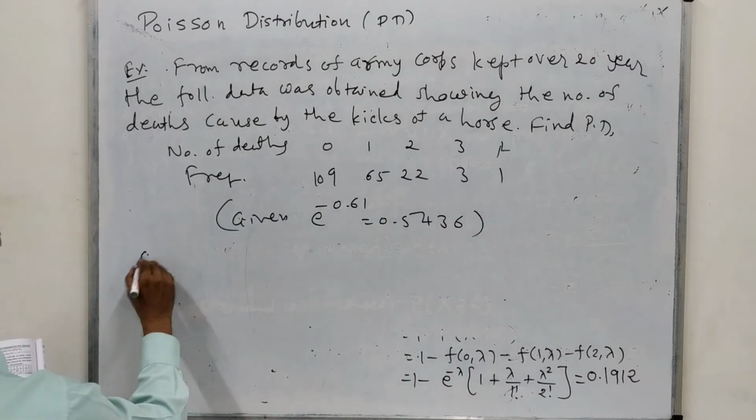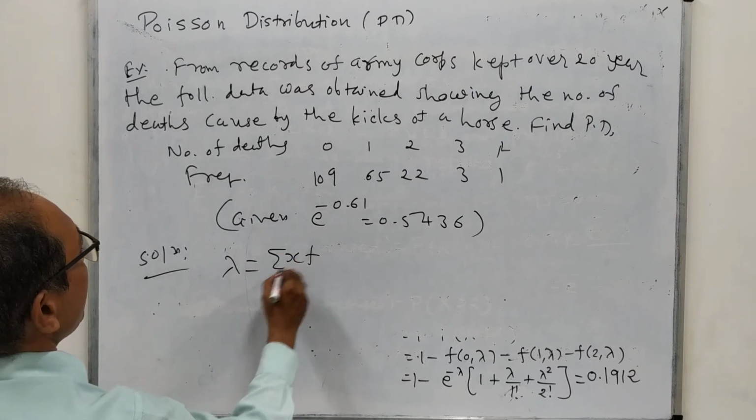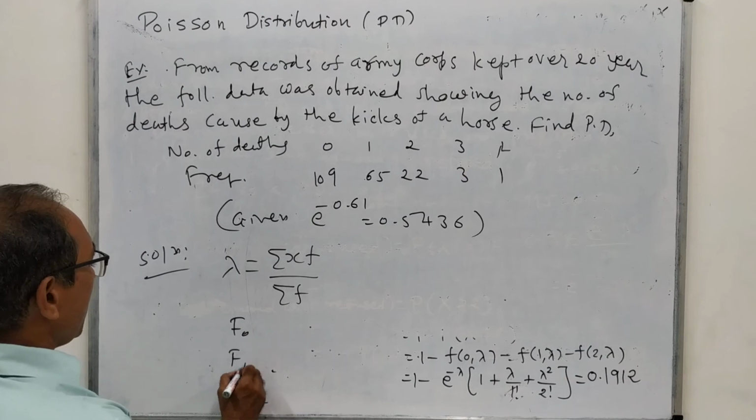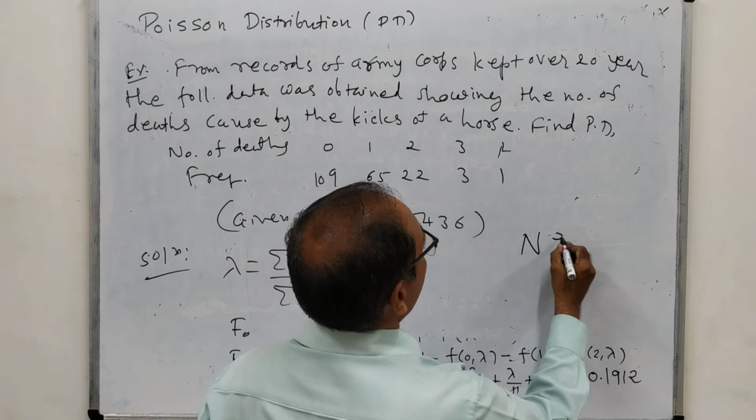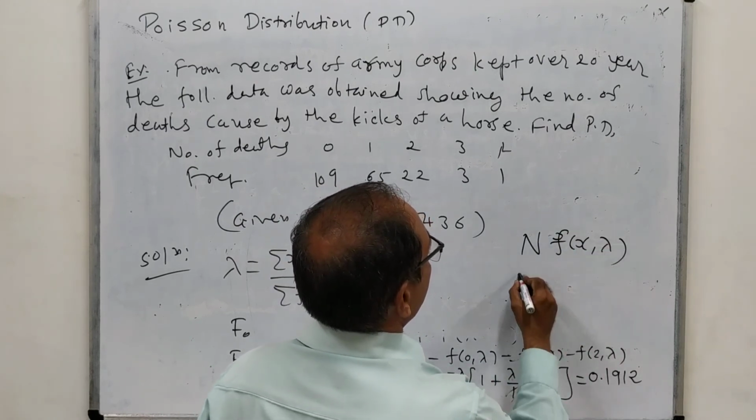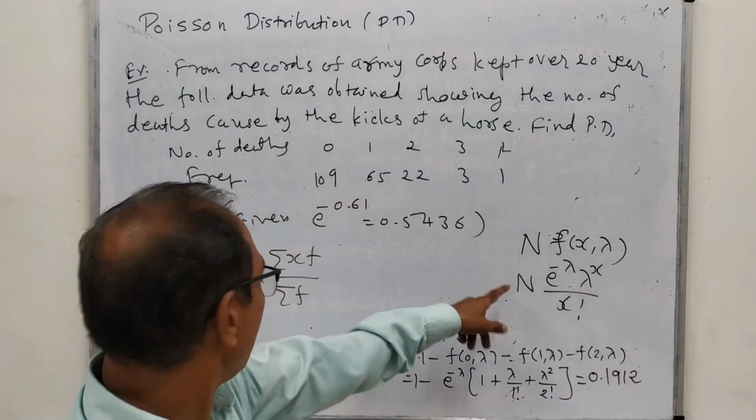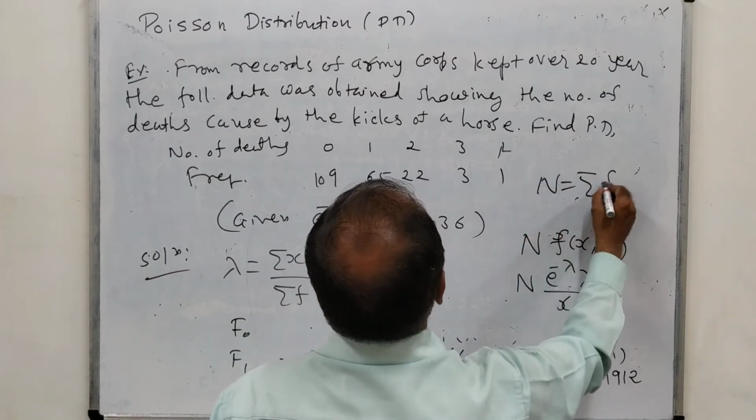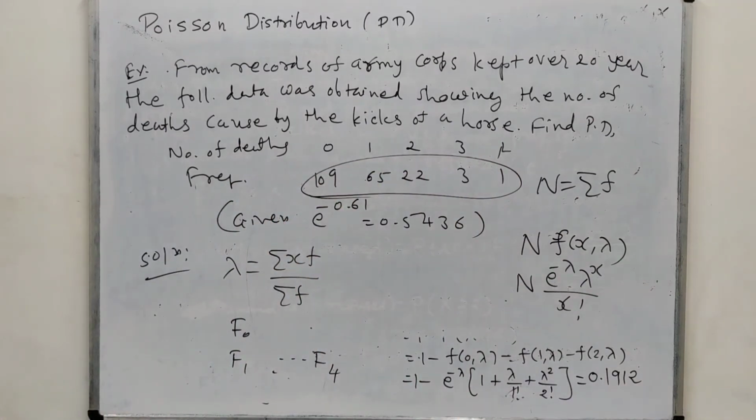So already we have seen a number of examples of this kind. First of all, you need to find out lambda, and you can find this by sigma xf upon sigma f from the frequency distribution. Then you will need to find out small f0, f1, f2, f3 and up to f4 by using the formula capital N into f of x, lambda. That means capital N into e raised to minus lambda, lambda raised to x upon x factorial. You can put x equal to 0, 1, 2, 3 and 4. And capital N is nothing but sigma f, that means the total. And you can find out all possible probabilities very easily.